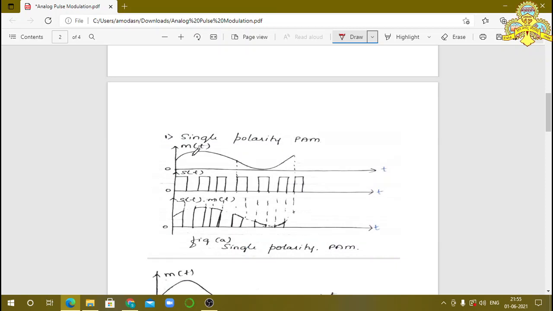You observe here, single polarity means the waveform is present in the positive side. We have the sample signals in the positive side, and at the output we have the pulse amplitude modulated signal. The amplitude of the pulse varies with respect to the amplitude of the modulating signal, but here the whole signal is present only in the positive side, so it is called a single polarity PAM signal.